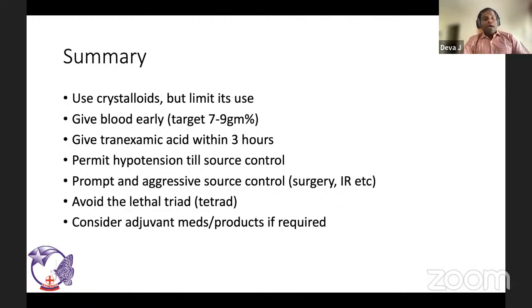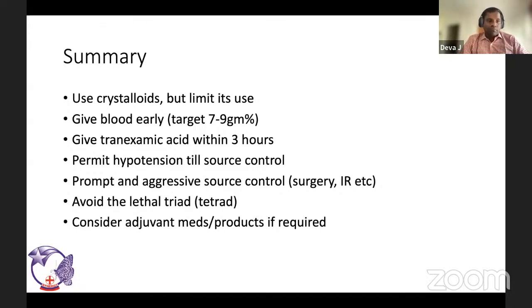In summary, that's a lot of slides and a lot of information. The bottom line, whatever you want to call it: use crystalloids, but limit their use. Give blood early, aim for a hemoglobin target of 7 to 9 gm%. Give tranexamic acid within 3 hours of presentation. Permit hypotension till the bleeding source is controlled.